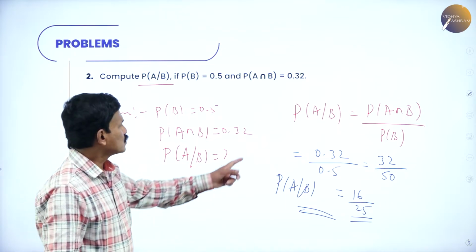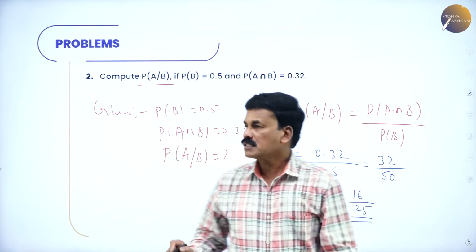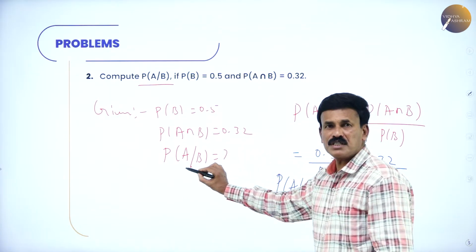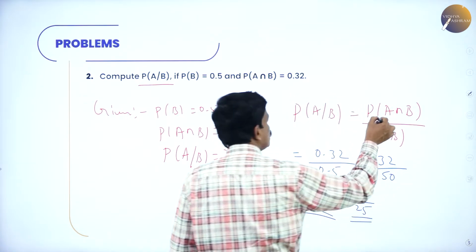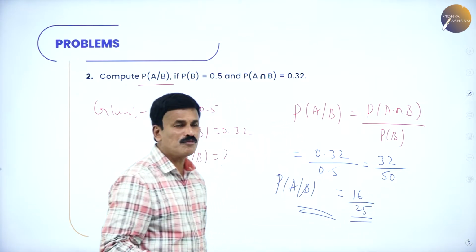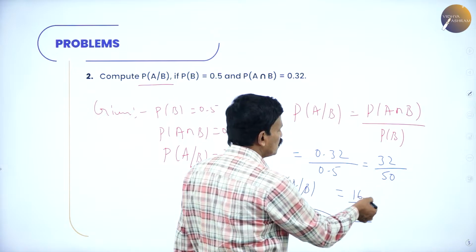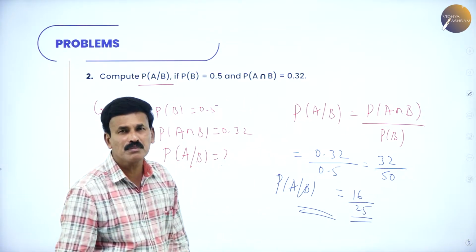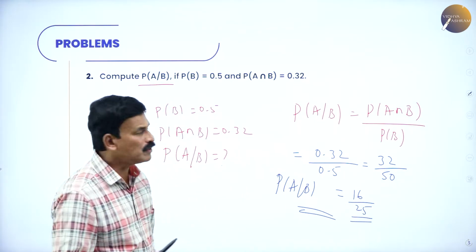Listen to me. So what is given? The probability of B is 0.5 and the probability of A intersection B is 0.32. What is required is the probability of A by B. So we know the probability of A by B is equal to the probability of A and B divided by the probability of B. That's equal to 0.32 by 0.5, which is 32 divided by 50. That's equal to 16 by 25, the required probability. Hope you followed.